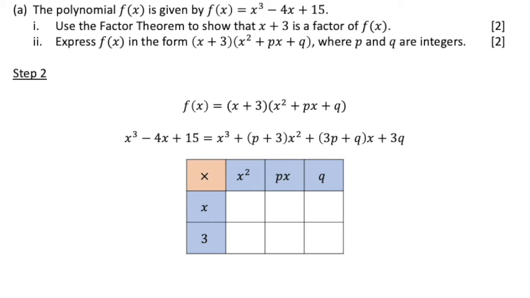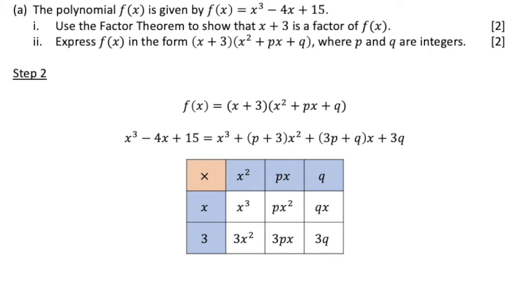And then carefully, I would multiply out my grid. So in that top left of the 6 empty cells there, x times x squared is x cubed. Moving across, x times px is px squared, x times q is qx. And on the bottom row of empty cells, 3 times x squared is 3x squared, 3 times px is 3px, and 3 times q is 3q. And then the answer to the bracket expansion is the sum of the terms in those 6 white cells.